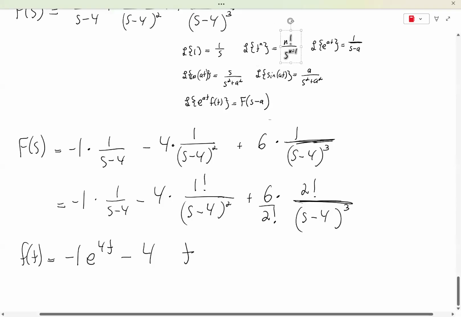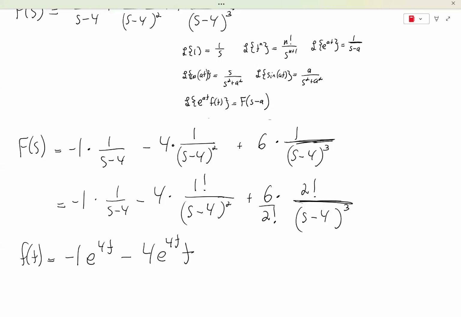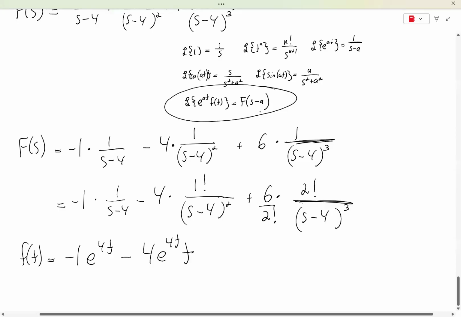But what that -4 does is stick an e to the at in front. If that -4 weren't there, it'd be t, but now instead there's an e to the 4t in front. That's that shifting theorem, using this one right here. The a is like the 4, and that goes out front with the e. So you pretend it's not there. If it weren't there, it'd just be a t, but because it's shifted by 4, we have s minus 4 instead. You put that e to the 4t in front, because that's that one. Any questions on that part?